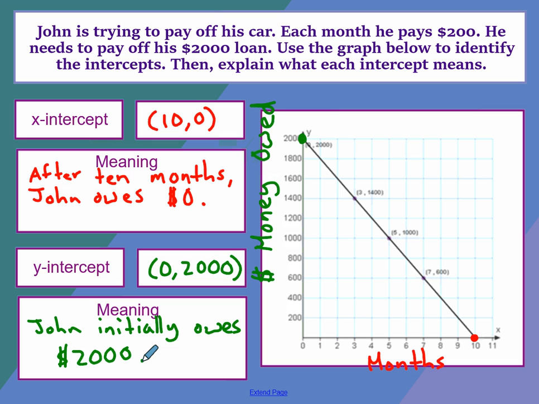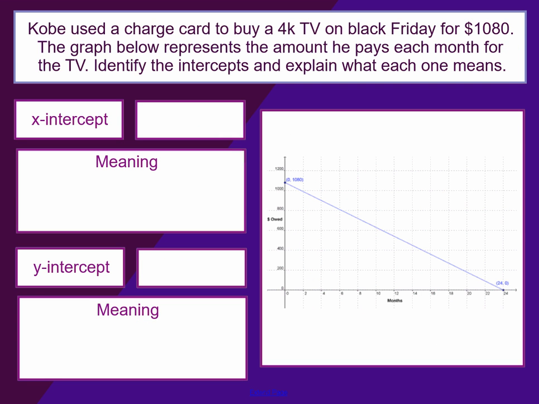Let's move on to our next problem. It says Kobe uses a charge card to buy a 4K TV on Black Friday for $1,080. The graph below represents the amount he pays each month for the TV. Identify the intercepts and explain what each one means. So this time, let's go ahead and we're going to find the x-intercept here, which is right here. That point is 24, 0. And this time it even tells us that is the months. So that means Kobe pays the TV off in 24 months.